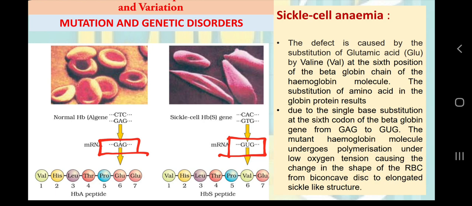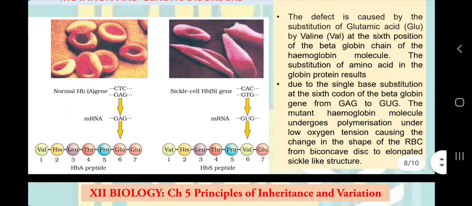The mutant hemoglobin molecule undergoes polymerization under low oxygen tension, causing the change in the shape of RBC from biconcave disc to elongated sickle-like structure. So these features you can see in this slide.